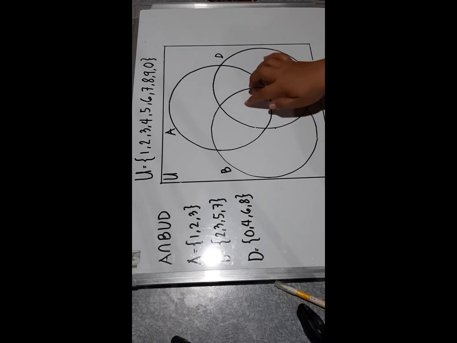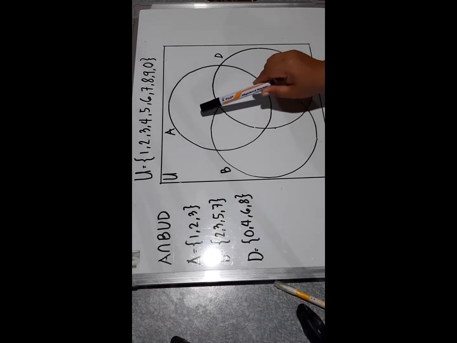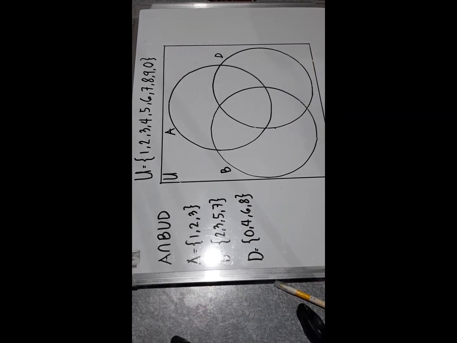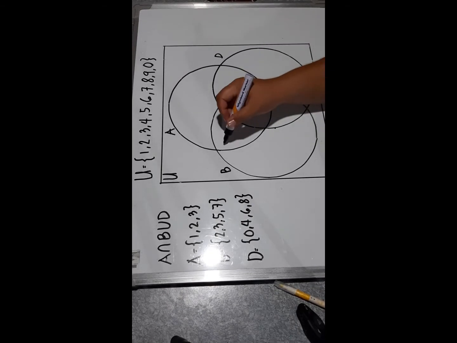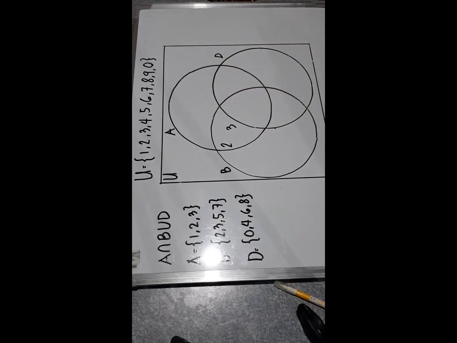So this portion is the common element of the 3 sets A, B, and D. But since, as you look at it, we have no common element among the three sets, we don't put anything in this portion. Next, we have to identify the common elements of A and B. So in A and B, we have 2 and 3. So you write here 2 and 3.